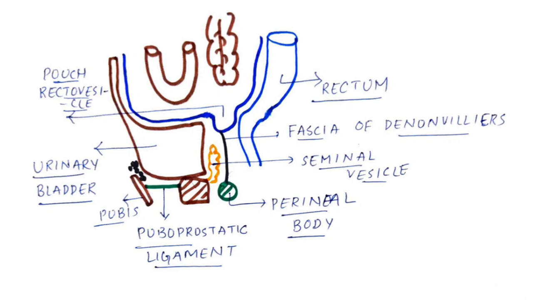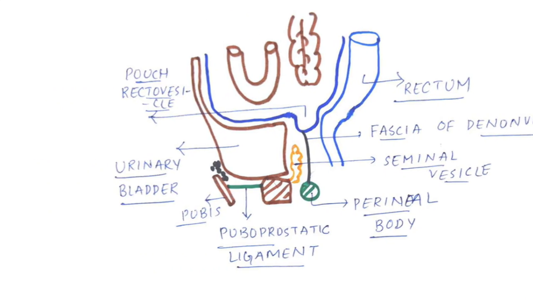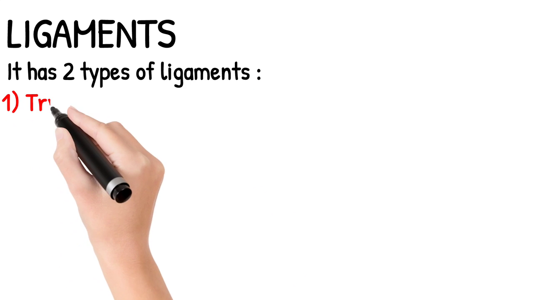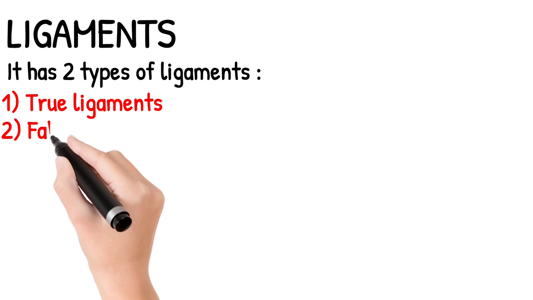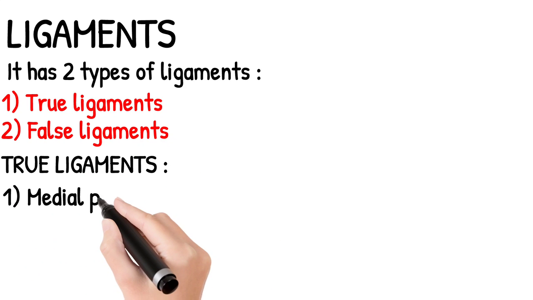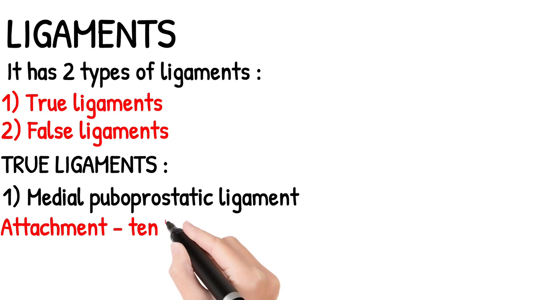Okay, so in this picture you can see the relations of the infralateral surfaces and base of the urinary bladder. You can see the relations of the base of the urinary bladder, that is fascia of Denonvilliers and rectovesical pouch of peritoneum. Okay, so this was about the relations of the urinary bladder.